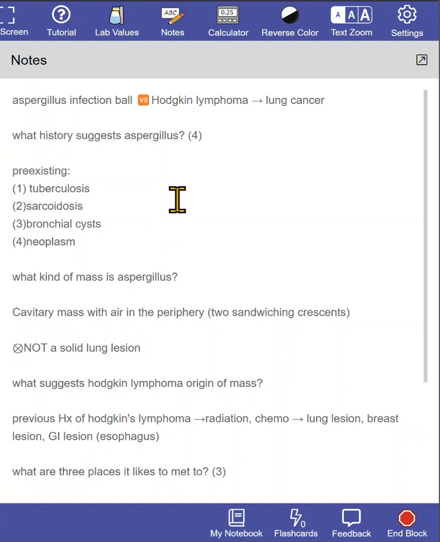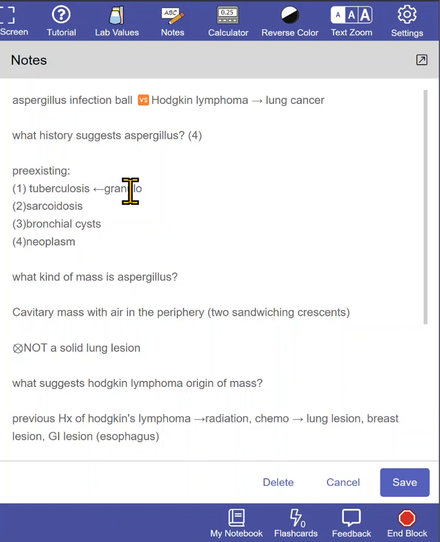Aspergillus infection. You can get an aspergillus ball in your lungs, so it's famous. They like to test you on situations where it appears to be a ball, but it is not. So what are the distinctions between aspergillus infection and Hodgkin's lymphoma in the context of a potential lung mass or cancer? What history suggests aspergillus? If you have a history of tuberculosis already, you can get a superinfection of aspergillus and get that ball. Sarcoidosis is the same way because they're both granulomatous.